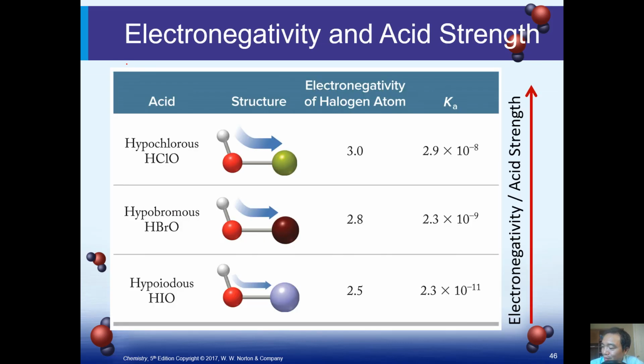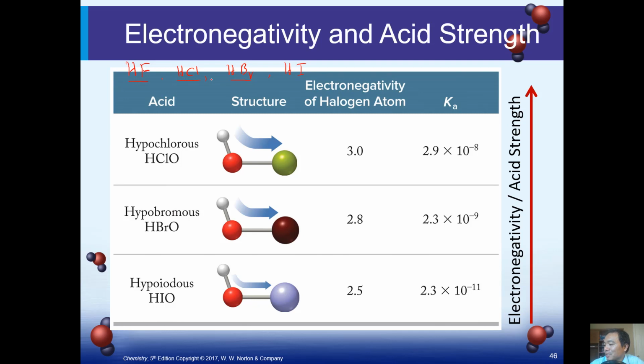What about the binary acids, for example, HF, HCl, HBr, and HI? Can you arrange them in increasing acidity, in strength? So how do you do that?